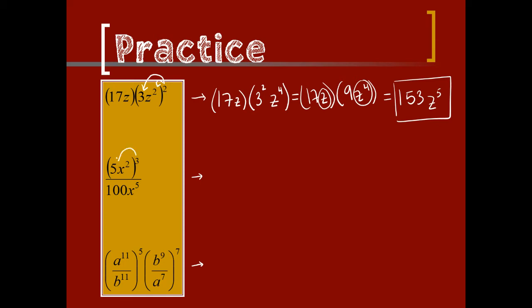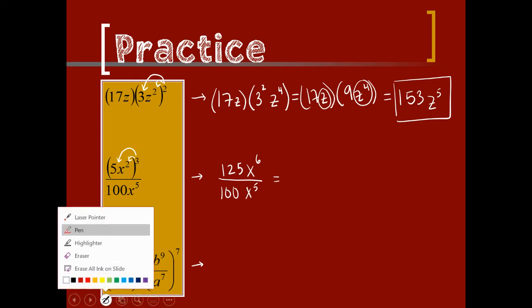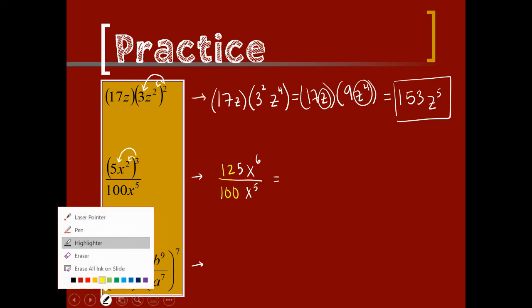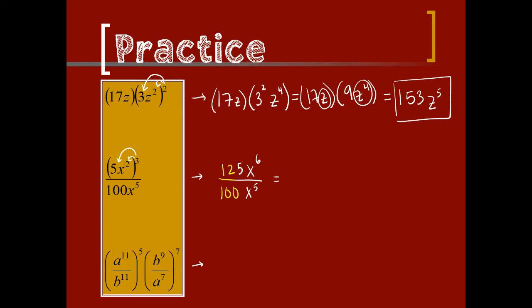Start this off the same way. Let's go ahead and distribute this exponent. So 5 to the 3rd gives me, I just did that one, 125. X to the power to a power, that's 6 over 100 x to the 5th. Simplify. Right, 125 divided by 100, I can divide them both by 25, right? And this would be 5 and this would be 4. Right, divide them both by 25.